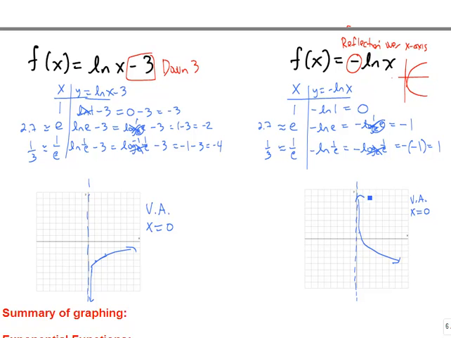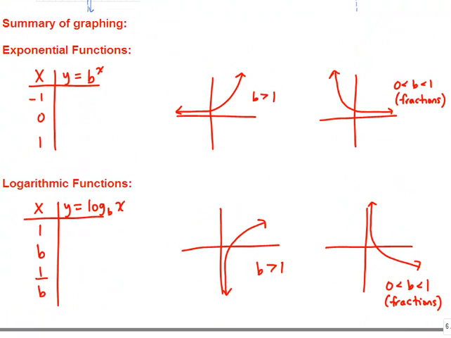Alright, so in summary, here's what we found. For exponential functions, you can always get a nice exponential function graph by using the x values negative 1, 0, and 1, and finding what those y values are. If the base b is bigger than 1, you'll get this growth shape, and if the base b is a fraction, you'll get this decay shape. And remember, these always have horizontal asymptotes starting at y equals 0. That may change if you have a vertical shift up or down.